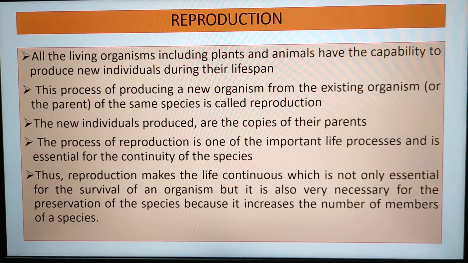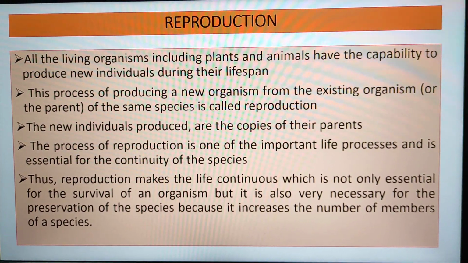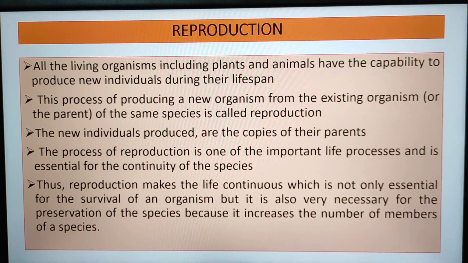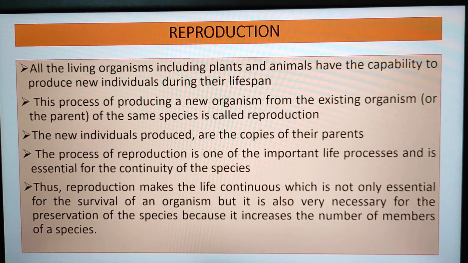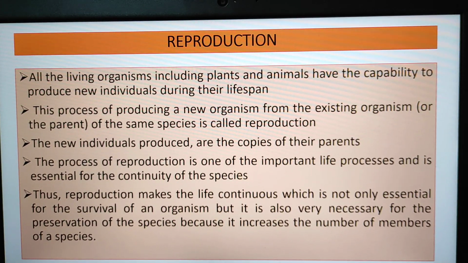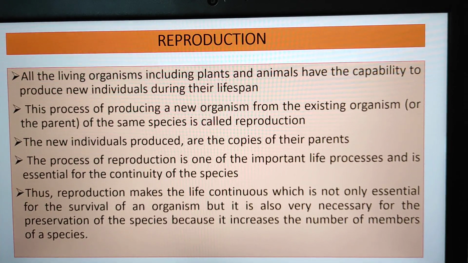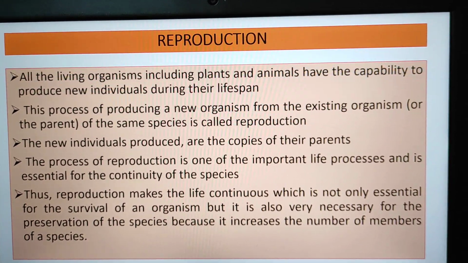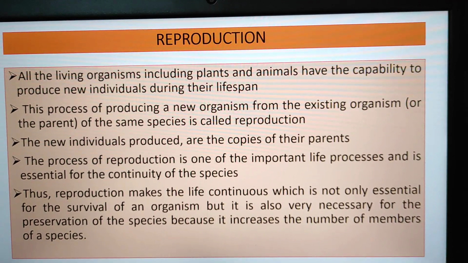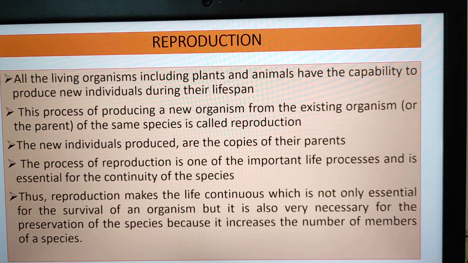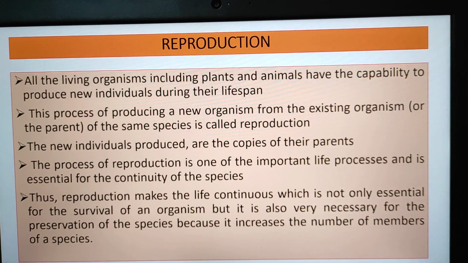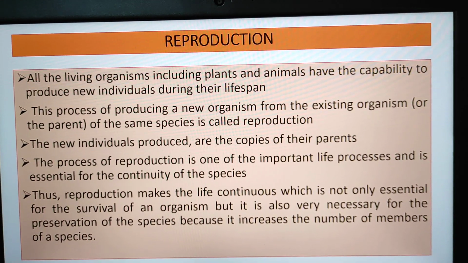All the living organisms, including plants and animals, have the capability to produce new individuals during their lifespan. This process of producing a new organism from the existing organism or the parent of the same species is called reproduction. The new individuals produced are the copies of their parents.